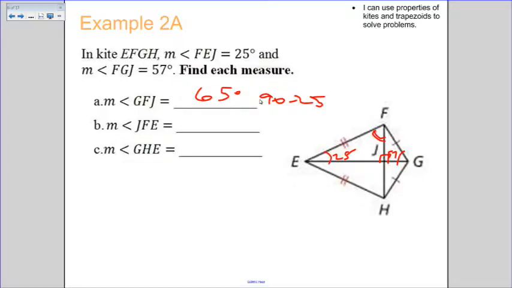Okay? Over here, once again, I know that this is 57, FGJ, right angle, so this is 90 minus 57. Whoops, I did this backwards. GFJ, this one goes down here. JFE is the other one. So this one's 33 degrees.